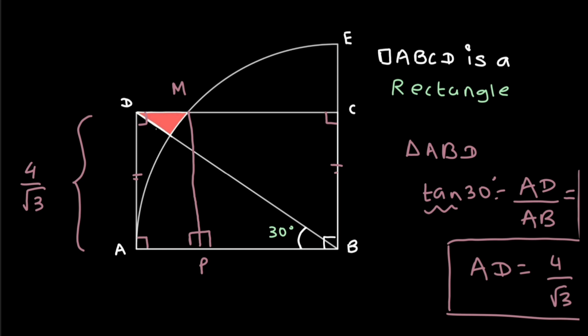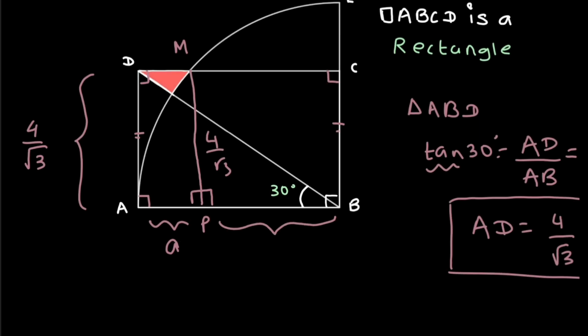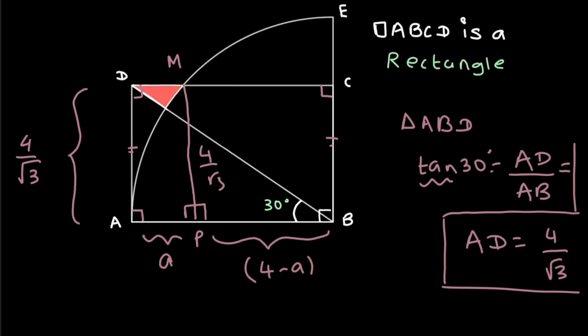Okay. So here we have formed another rectangle because all the corner angles are 90 degrees. So if this length is 4 upon root 3, this length would also be equal to 4 upon square root of 3. And let this particular length, that is AP, be equal to variable A. Remember the complete length was equal to 4. This much length is equal to A. Therefore the remaining length would be equal to 4 minus A.